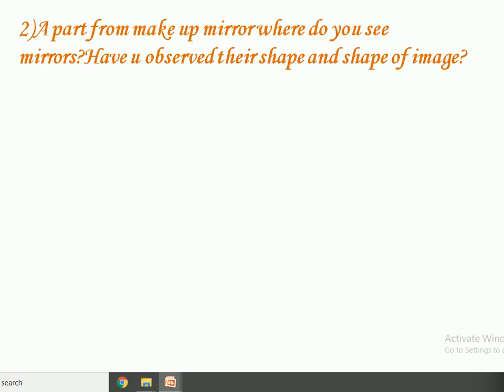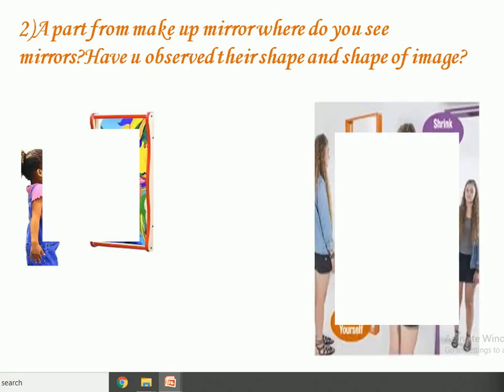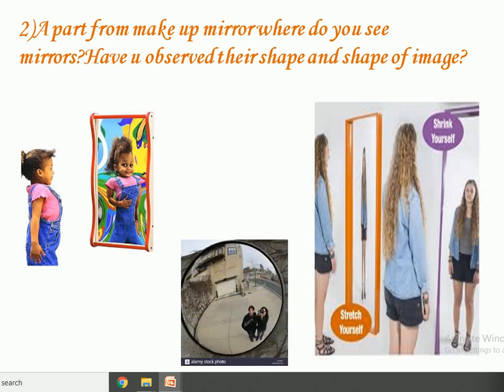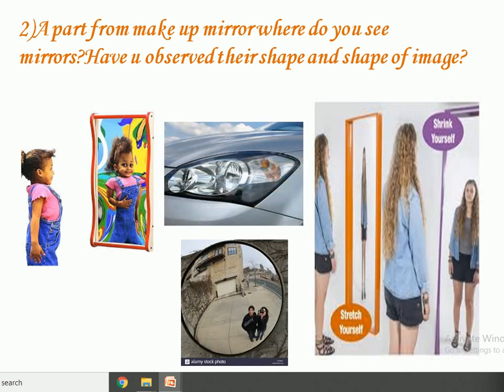Apart from your makeup mirror, where do you see the mirrors? I mean, what are the applications of the mirrors? And have you observed the shapes of the mirrors in different applications? And have you observed your image in the mirrors of different shapes? You can see the pictures here. Same image in different mirrors. And you can see the usage of mirrors in the high security cameras, and here in the vehicle headlamps. Everywhere a mirror is being used, but the shape is different.